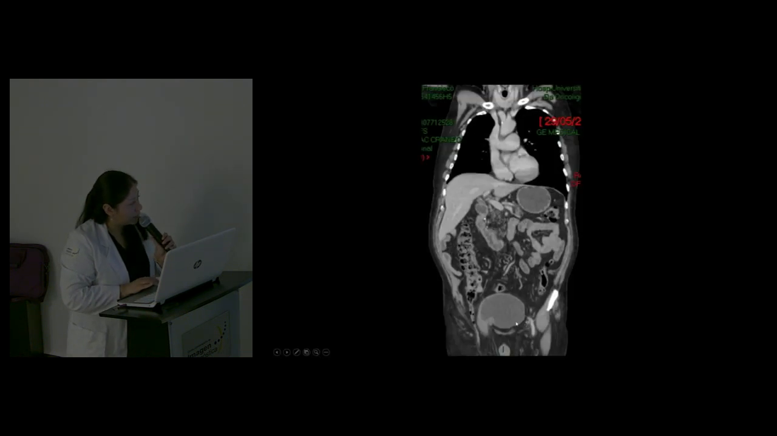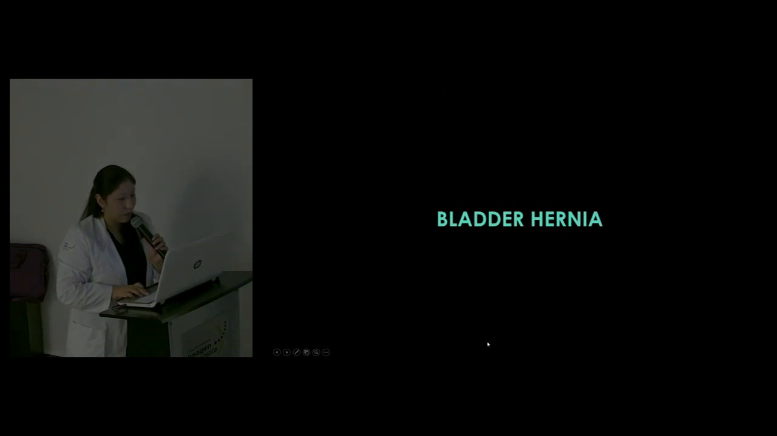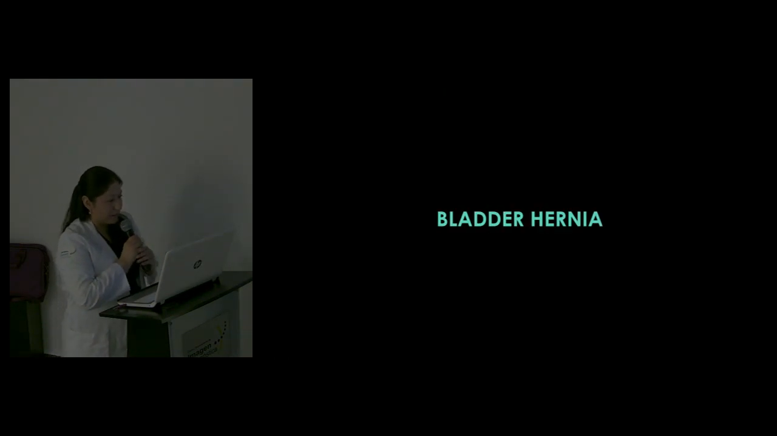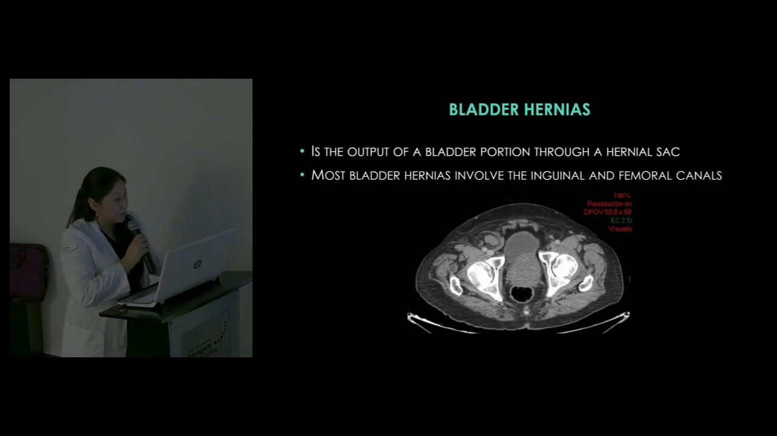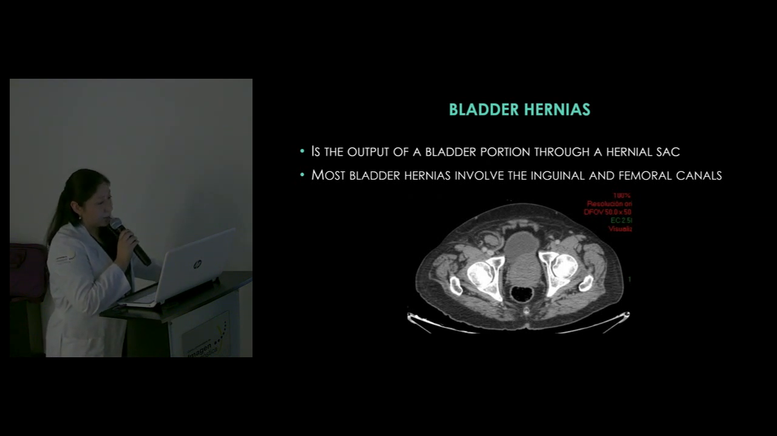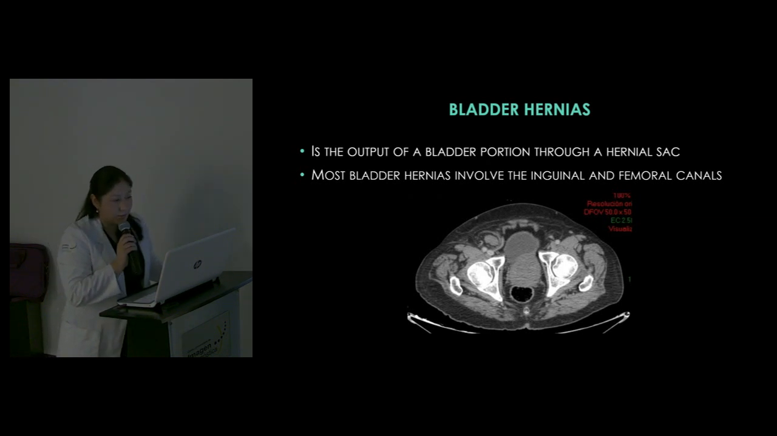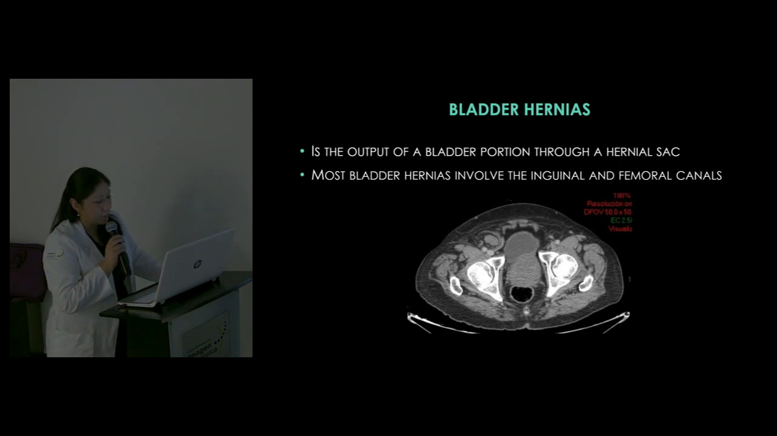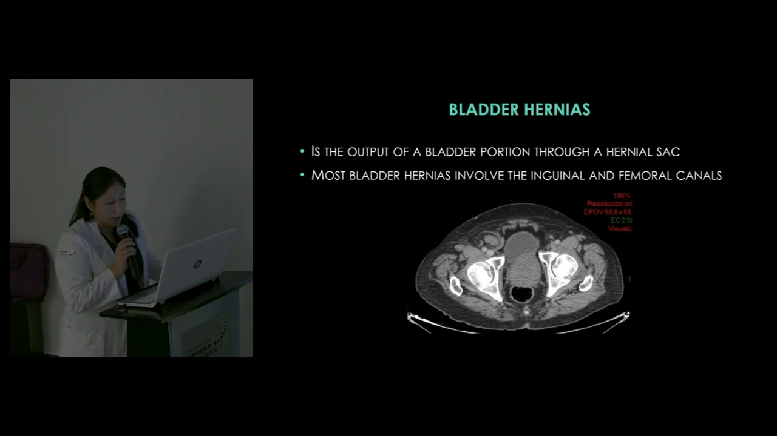In this coronal view, we can see the anterolateral wall of the bladder that is inside the hernial sac. Well, let's talk about bladder hernia. It's the output of a bladder portion through a hernial sac. Most bladder hernias involve the inguinal and femoral canals. It is an infrequent pathology with an incidence of 1%, and a predilection for the right side has been reported.